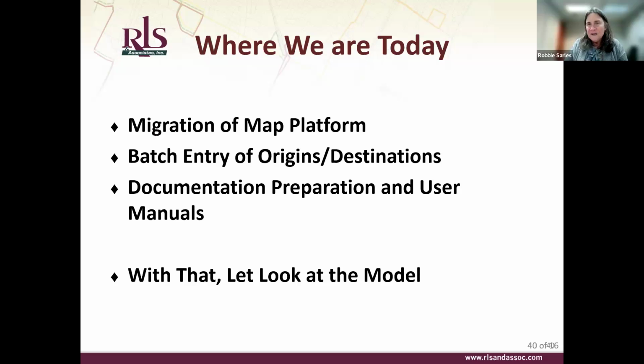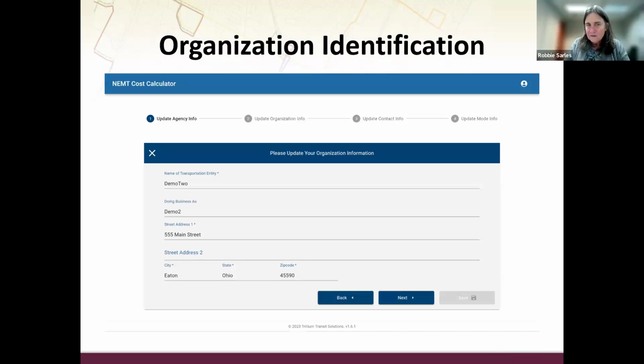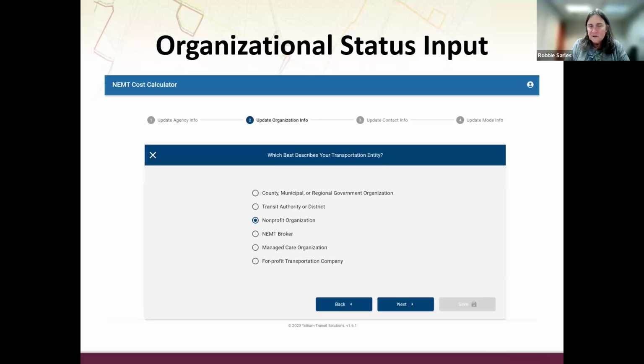We are incorporating a few other value added functions to it. And then we're going to be soon developing documentation manuals and user manuals on how to use it. So this is just a real quick example of what it looks like. This is where you would put in your organization's information. This is where you would indicate what kind of organization you are. Depending on what kind of organization you are, you would potentially go to different screens.